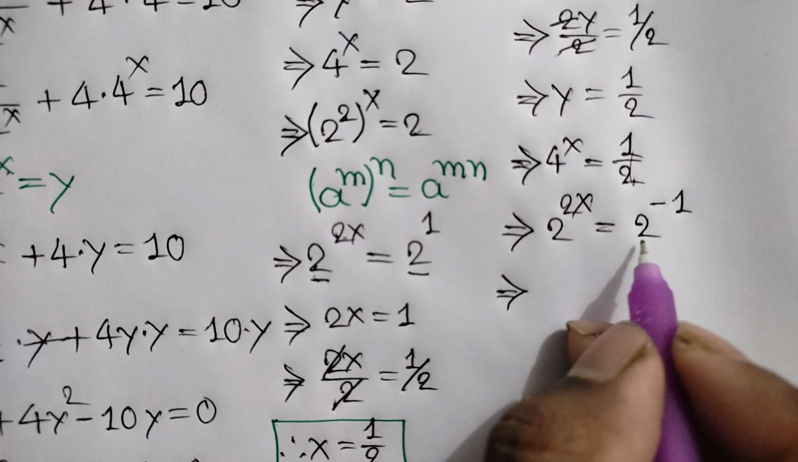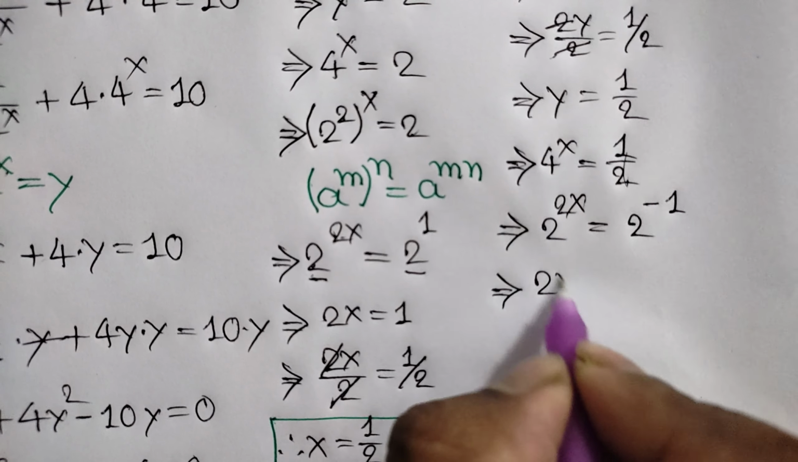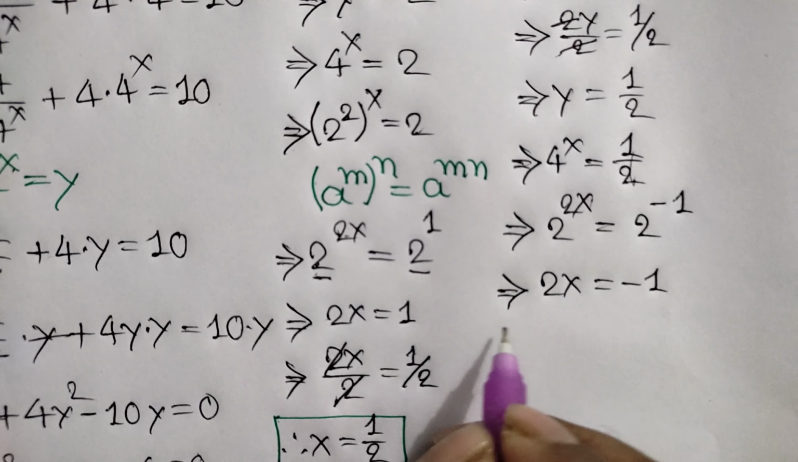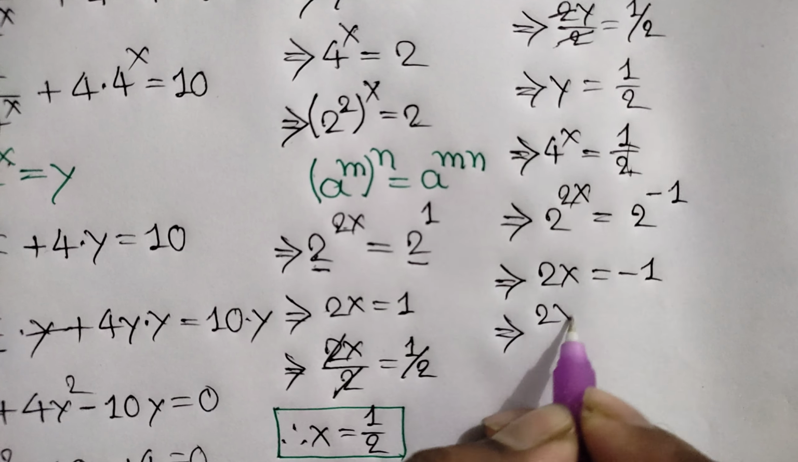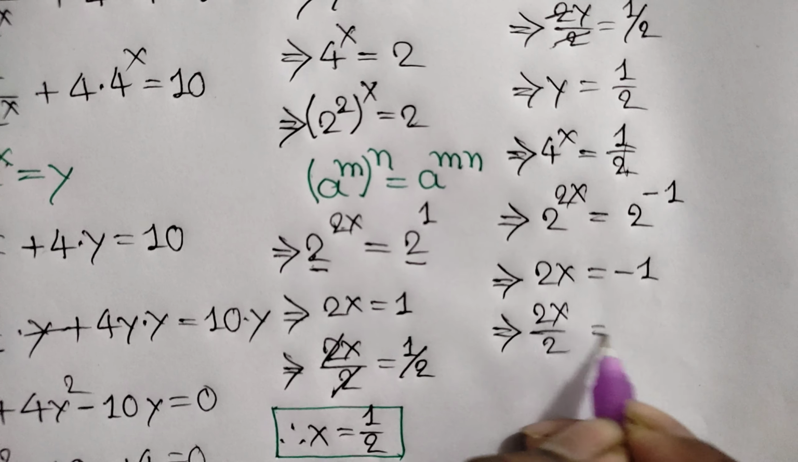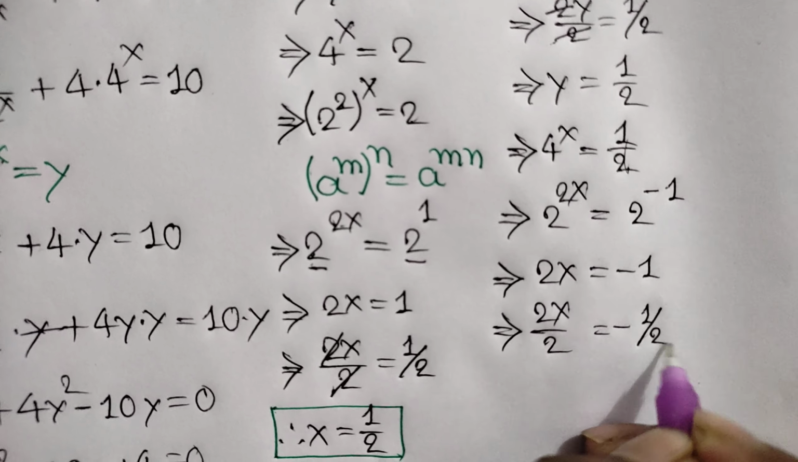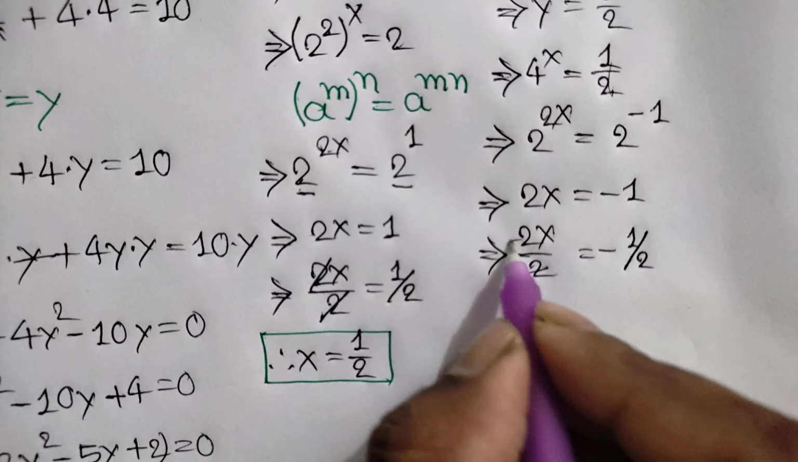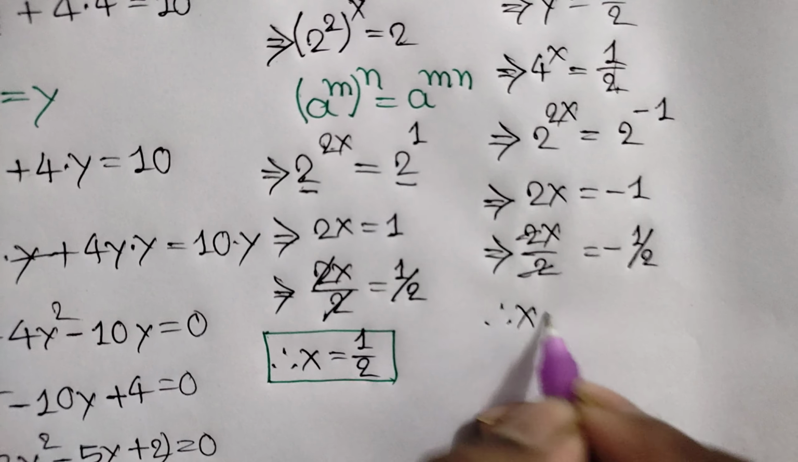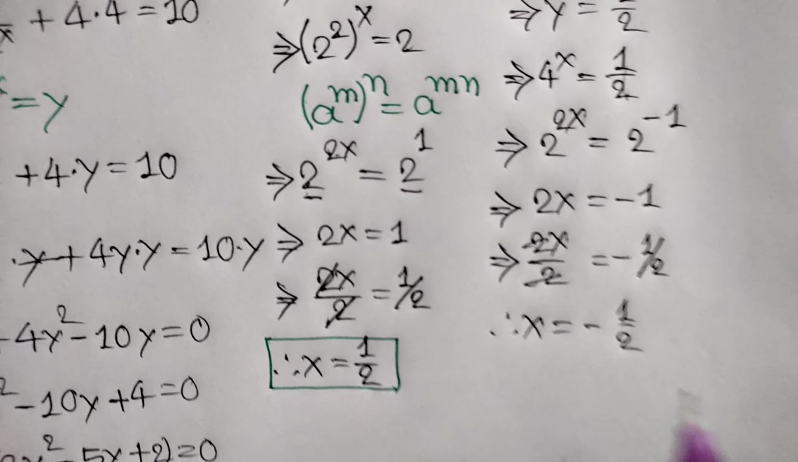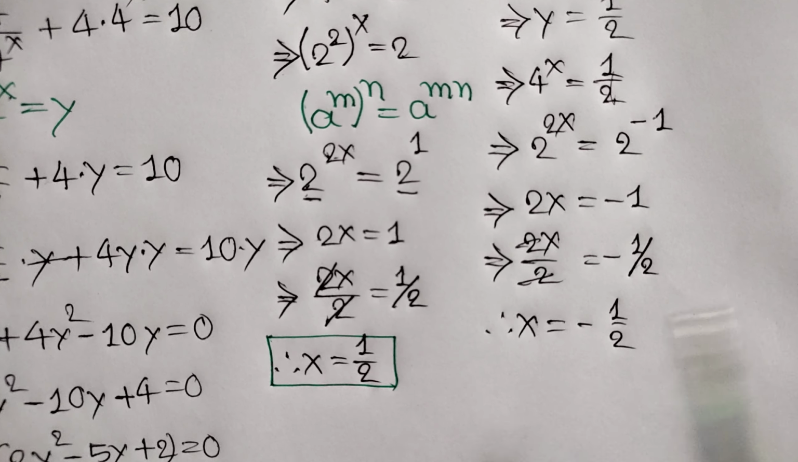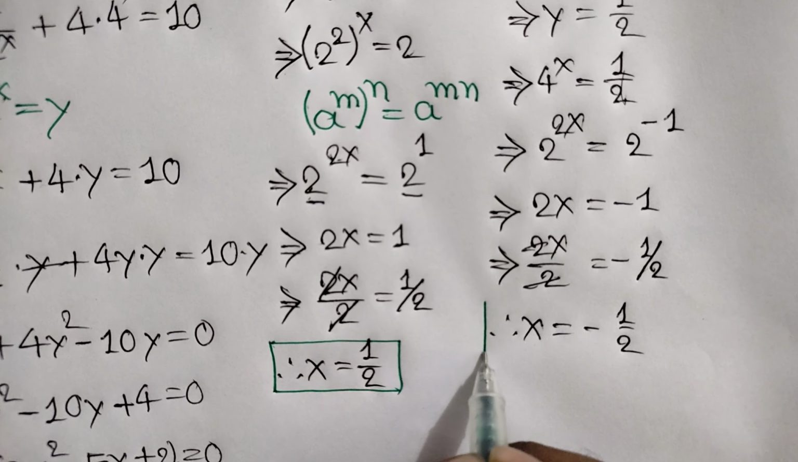Now there are the same bases but different powers, so we can write power is equal to power. Now dividing both sides by 2, we can write 2x over 2 is equal to negative 1 over 2. Now these two cancel out these two, so finally we will get x is equal to negative half, and it is our second value of x.